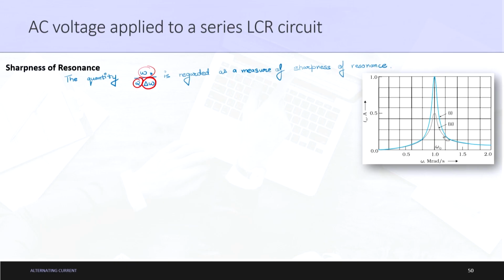Okay. Fine. So, that thing being explained, let us move forward now. So, bandwidth is explained to you and sharpness of resonance is also explained to you. So, I will just write whatever I just said.